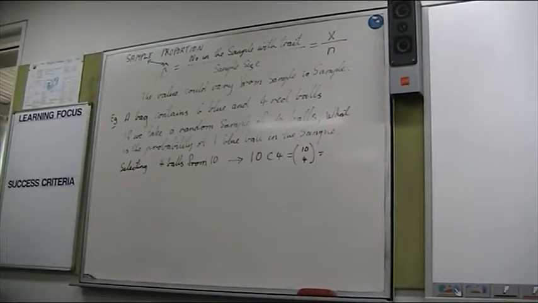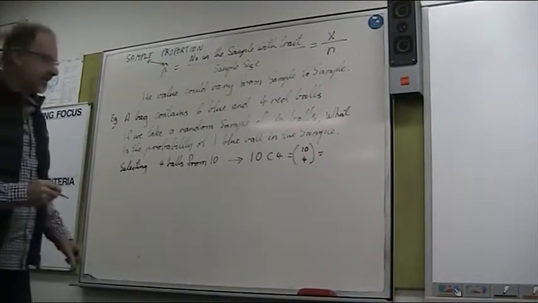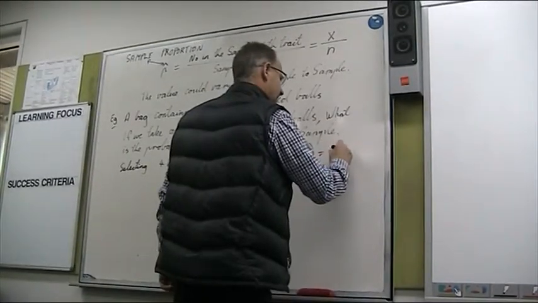So if we're selecting 4 from 10, that's 10C4. Alright, so we're selecting 4 from 10. So there's 210 ways we could do that.